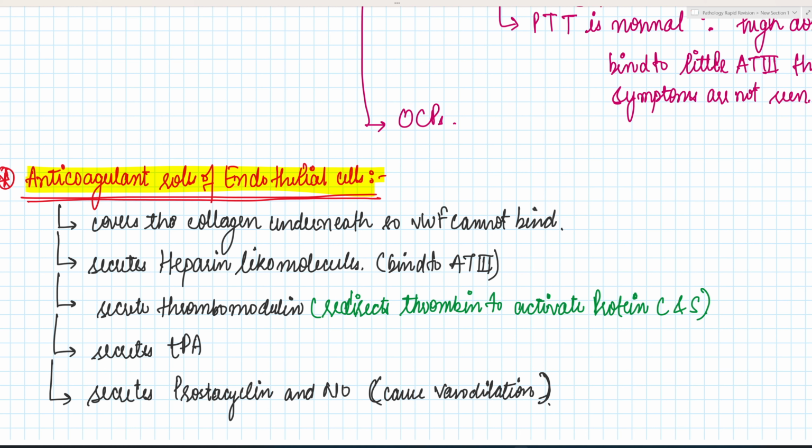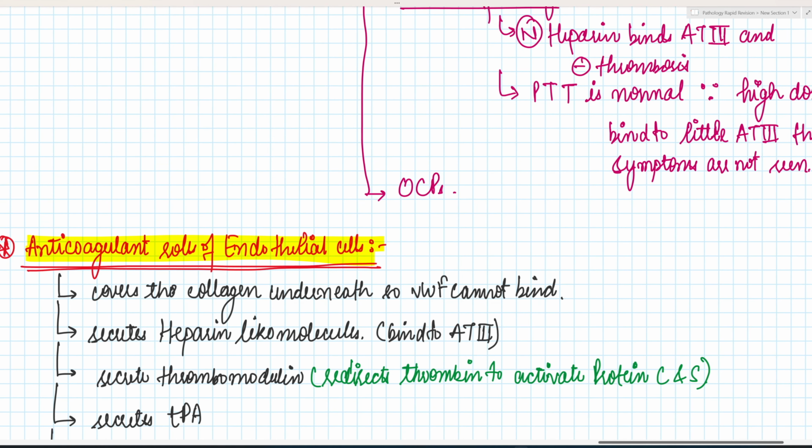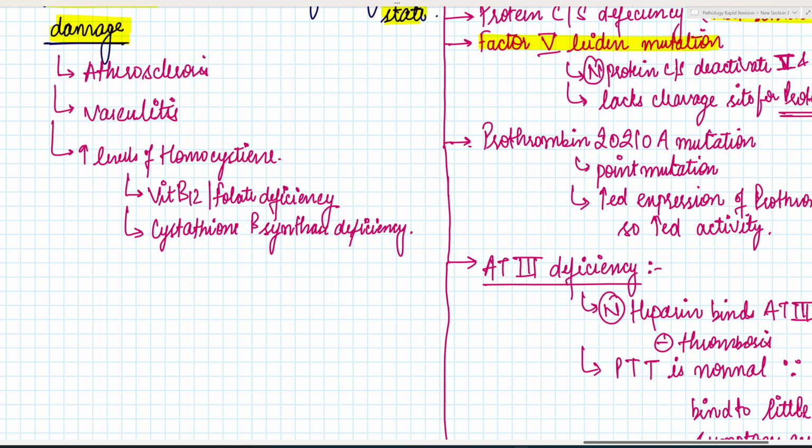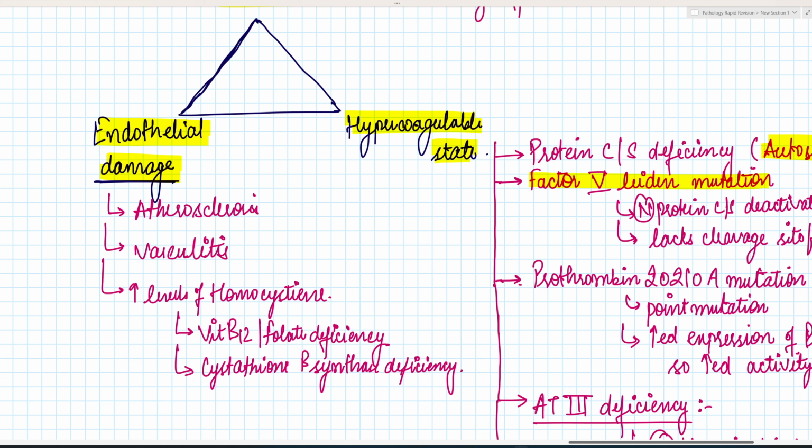can adhere to the von Willebrand factor and thus form the thrombus. So the prostacyclin and nitric oxide are protective molecules that are secreted by the endothelial cells as well. So these five are most important, and you need to remember all five of these. These are particularly high yield anticoagulant roles of endothelial cells. Now, with this knowledge, let's go to the disorders of endothelial damage.